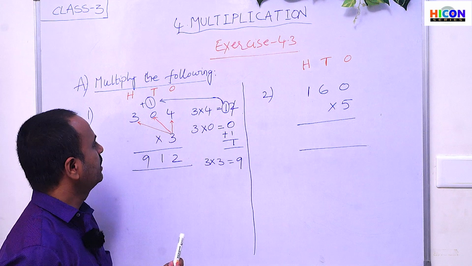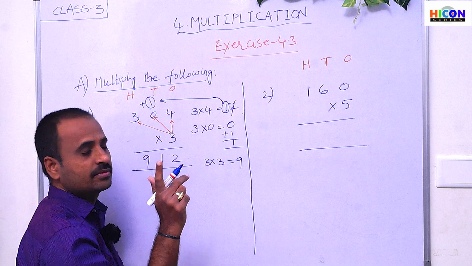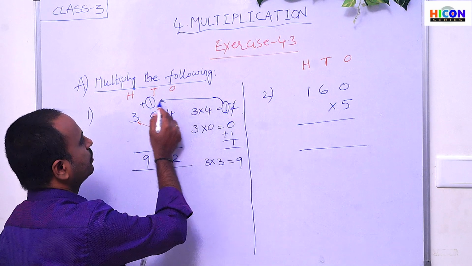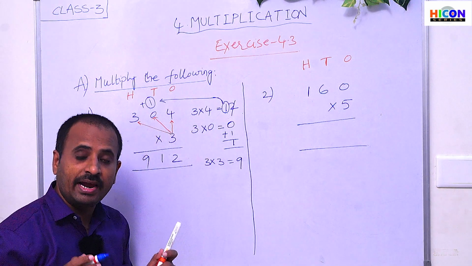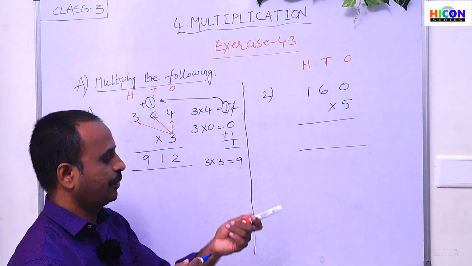So children, in this way, if the product is a 2-digit number, write only the second digit under that place and carry the first digit to the next place. And we have to add that carried number to the product. So children, see the next problem here.